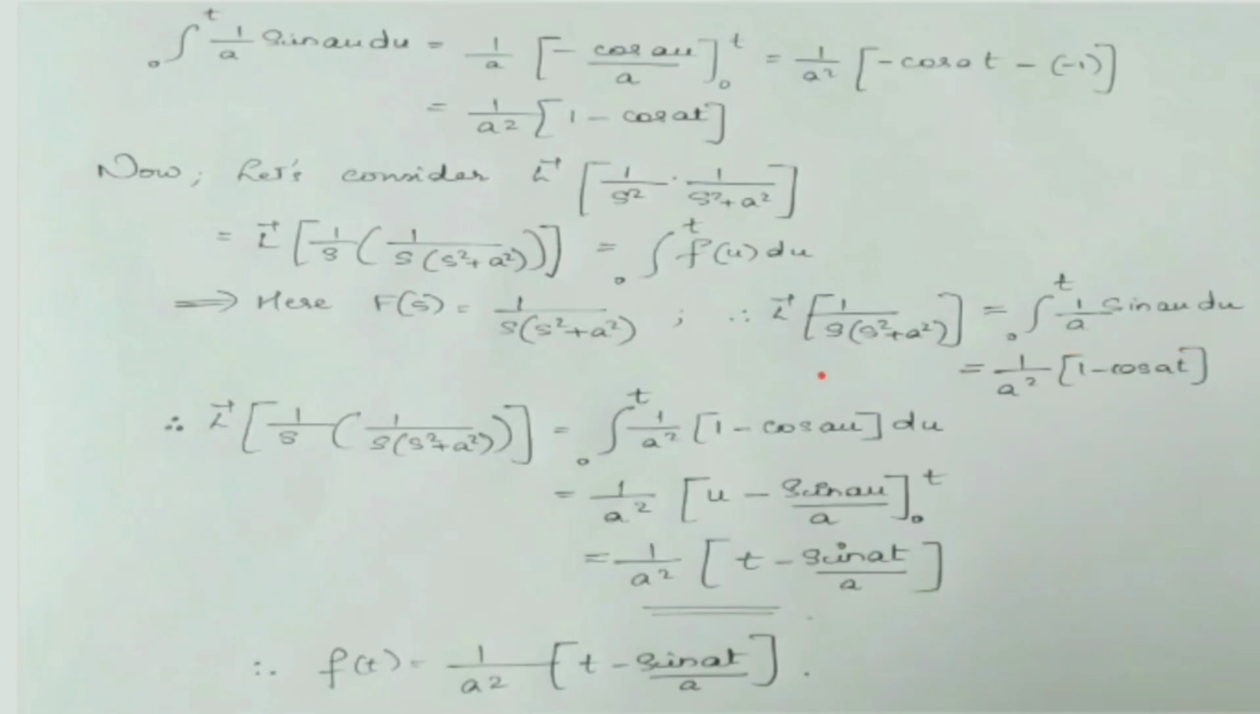So let's substitute that. So Laplace inverse of 1 by s into f of s, that is Laplace inverse of 1 by s into s square plus a square is equal to integral 0 to t f of t or f of u du, which is equal to integral 0 to t 1 by a square into 1 minus cos au du, which is equal to 1 by a square into u minus sin au by a within the limits 0 to t. Let's apply the limits. So we'll get it as 1 by a square into t minus sin at by a. Therefore, f of t is equal to 1 by a square into t minus sin at by a.